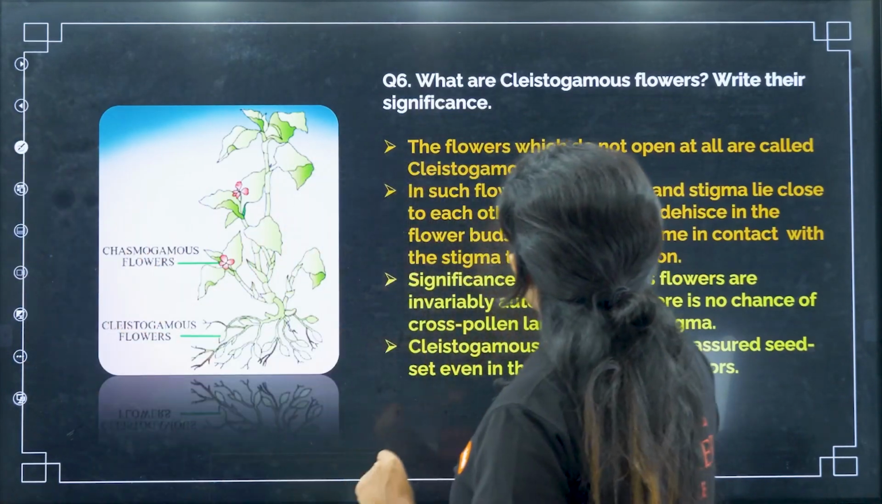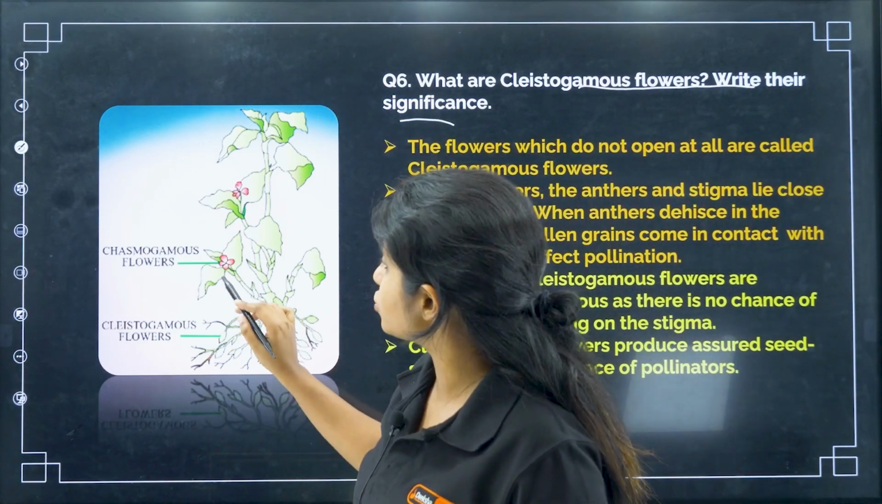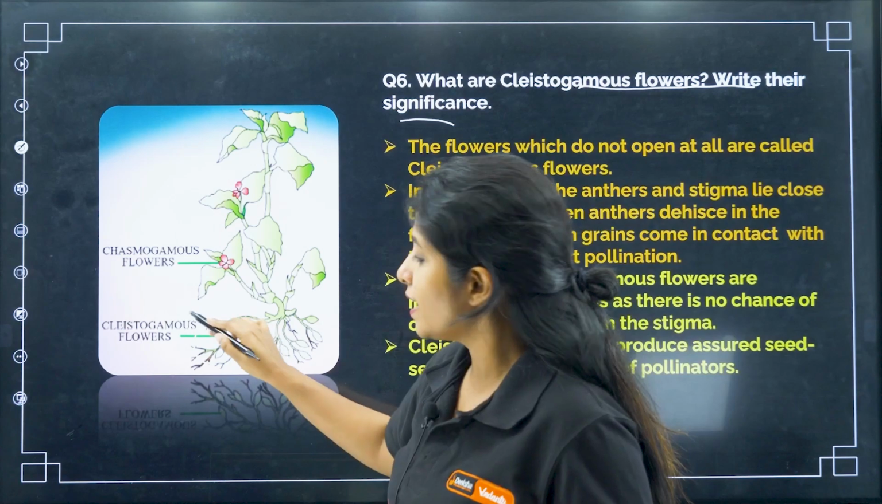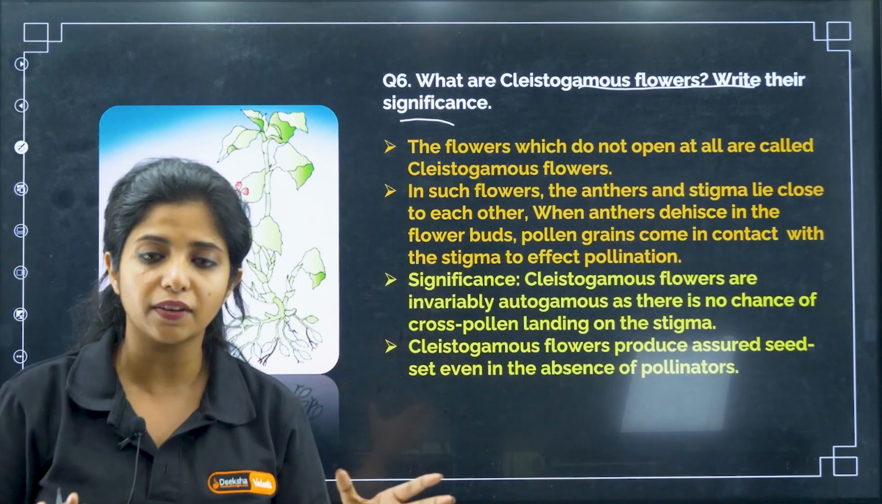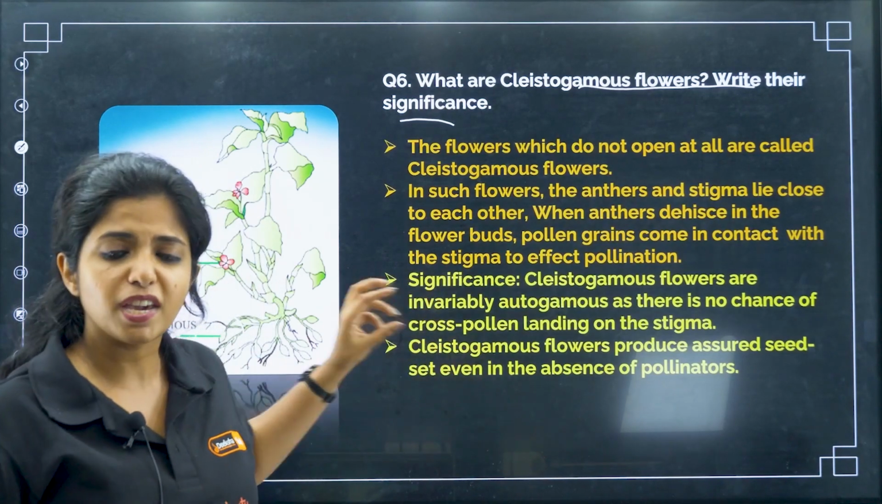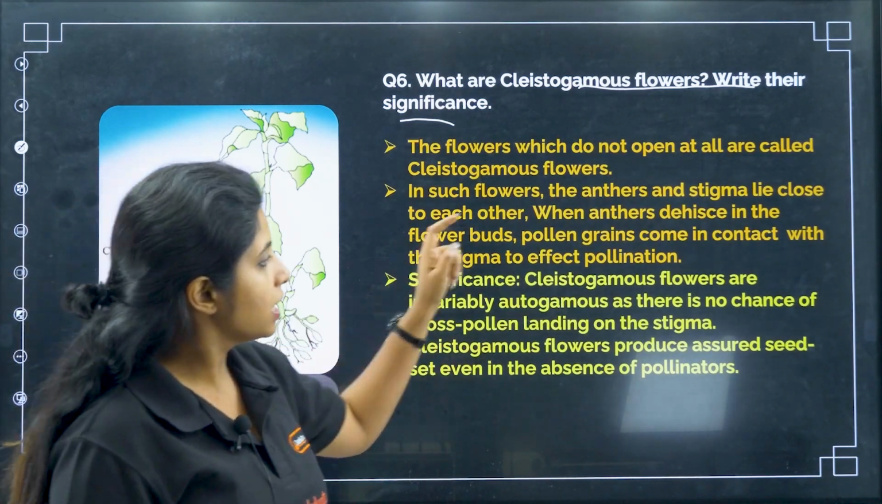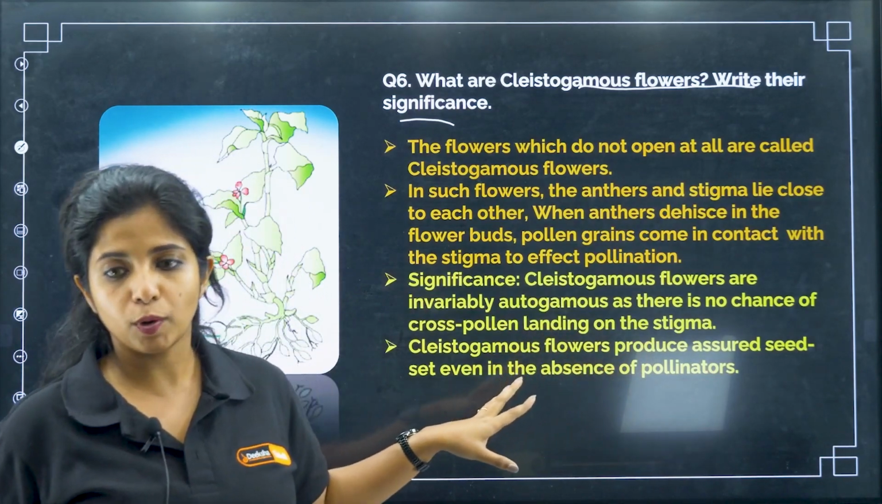Now going ahead, we have what are the cleistogamous flowers, right? Significance: cleistogamous flowers are the closed flowers which do not open at all, and they have the male and the female parts. So obviously pollination would be happening for sure. So autogamy is for sure happening over here. Cleistogamous flowers are invariably autogamous as there is no chance of cross pollination, right?